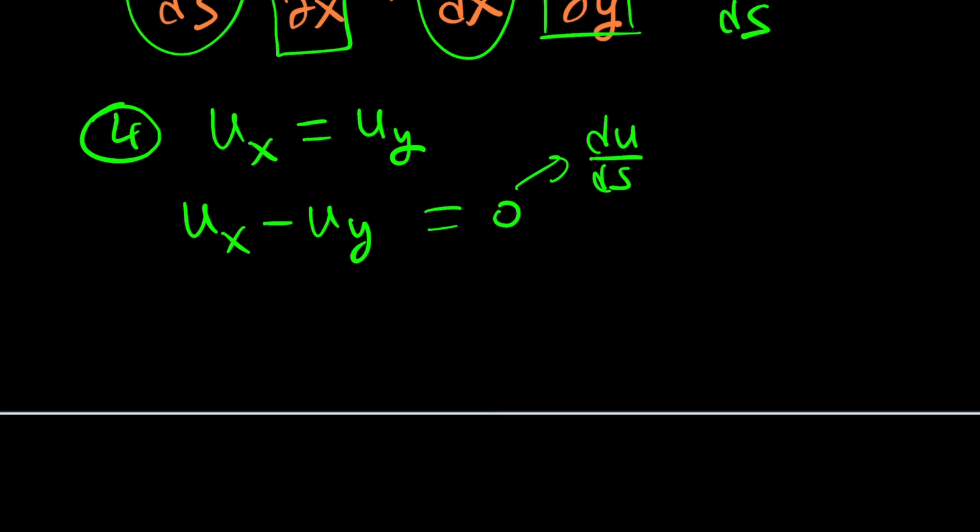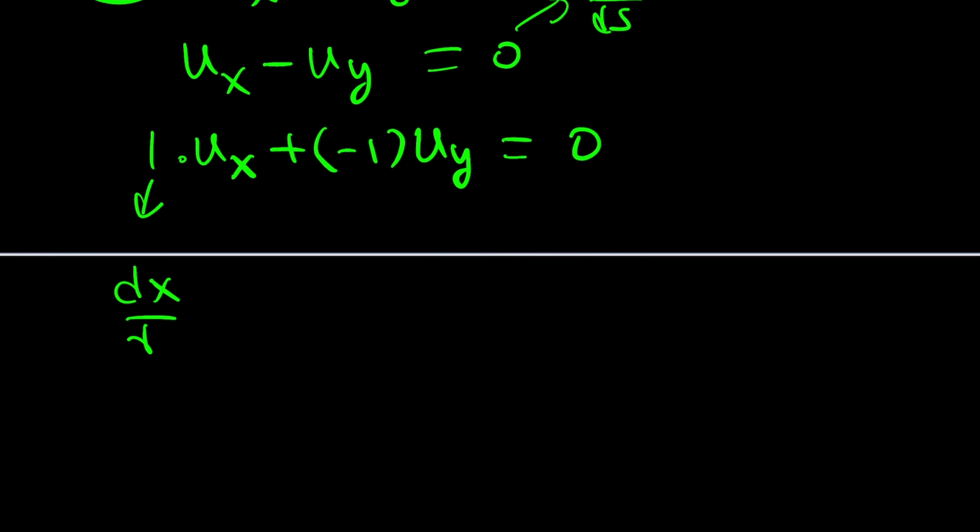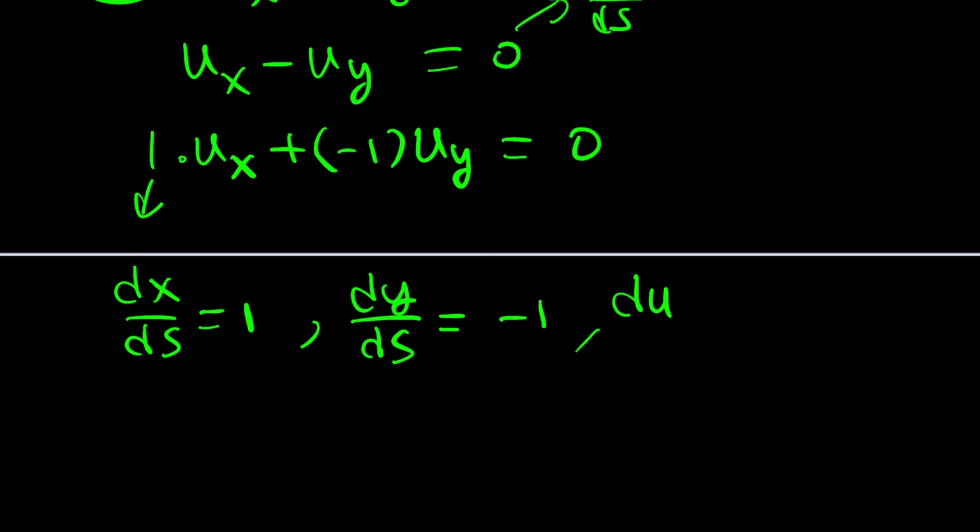Now let's go ahead and find out the coefficients of u sub x and u sub y. So we're going to write it like 1 times u sub x plus negative 1 times u sub y is equal to 0. So basically from here, dx over ds is going to be 1. dy over ds, which is the coefficient of u sub y in this case, is going to be negative 1. And du over ds is just going to be 0. So basically, this method turns the PDE into a bunch of ODEs, which we need to solve. Let's go ahead and solve this.